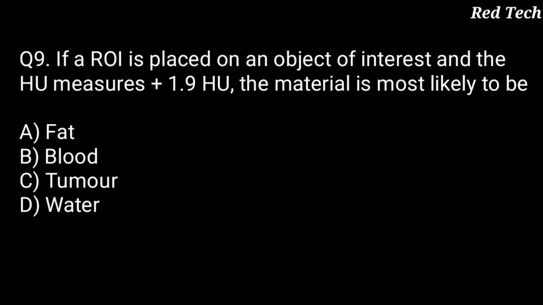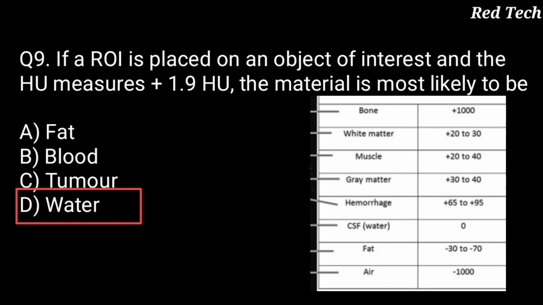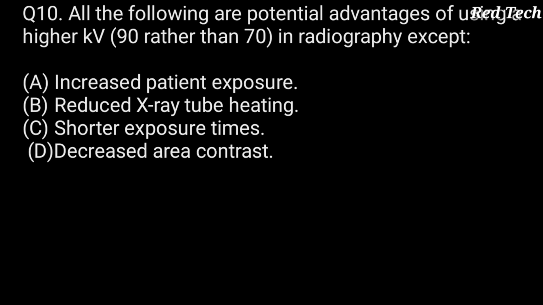Question number 9. If a ROI is placed on an object of interest and the HU measures plus 1.9 Hounsfield units, the material is most likely to be. So in this case we have to tell what the area of interest is from the HU value. Option A is fat, option B blood, option C tumor, option D water. So here you can see the HU value chart. So this will probably be option number D, water, because this is above zero level, or in the plus range. So this is water.